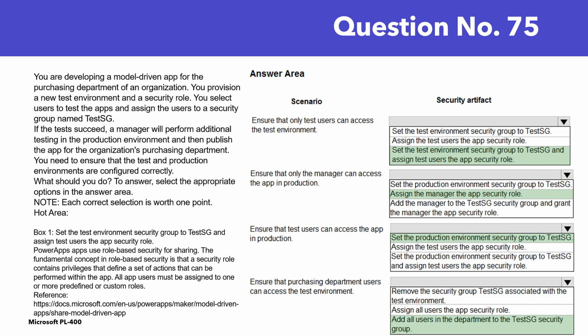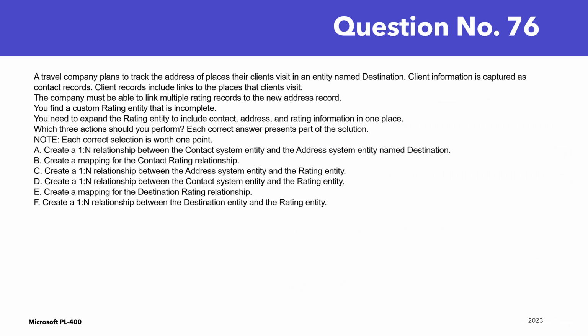A travel company plans to track the address of places their clients visit in an entity named destination. Client information is captured as contact records. Client records include links to the places that clients visit. The company must be able to link multiple rating records to the new address record. You find a custom rating entity that is incomplete. You need to expand the rating entity to include contact, address, and rating information in one place. Which 3 actions should you perform? Each correct answer presents part of the solution. Note, each correct selection is worth 1 point.